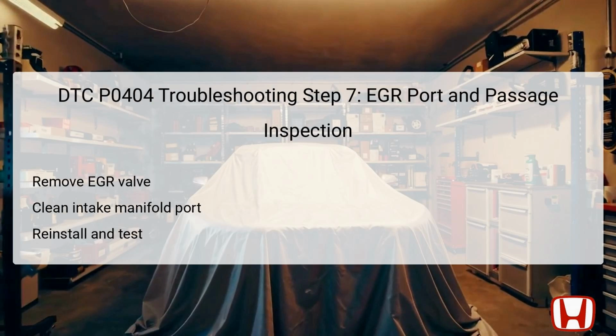Cleaning the EGR port and passage ensures unobstructed flow of exhaust gases back into the intake manifold. Remove the EGR valve and inspect the port inside the intake manifold where the EGR gases enter. Use throttle plate cleaner to thoroughly clean the port and passage inside the EGR valve itself to remove carbon buildup or blockages. Reinstall the EGR valve securely.